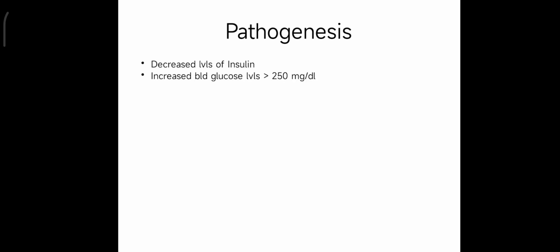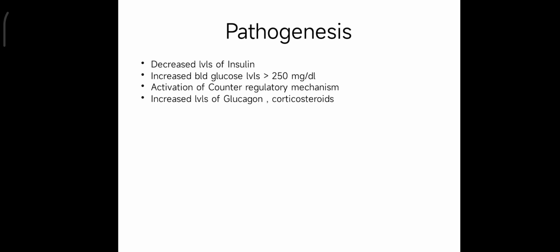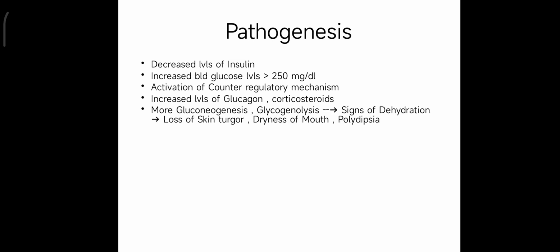The decreased level of insulin causes increased blood glucose level more than 250 milligram per deciliter. So this increased blood glucose level will cause activation of counter-regulatory mechanism. This activation of counter-regulatory mechanism is nothing but increased levels of glucagon and corticosteroids. This increased level of glucagon and corticosteroids causes more lipolysis and more gluconeogenesis and more glycogenolysis. So more gluconeogenesis and more glycogenolysis increases the level of glucose, and it causes signs of dehydration.